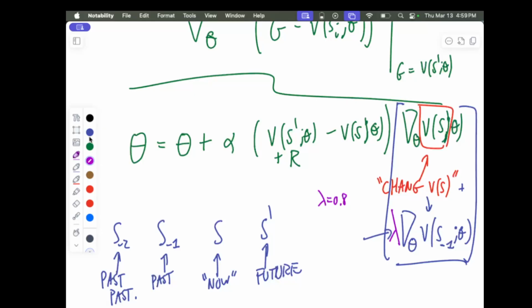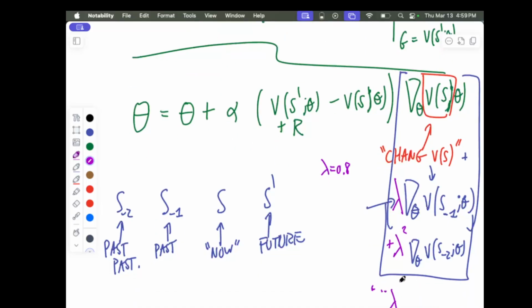Then you could say, don't just update the past, let's update the past, so v of s negative 2 of theta. Let me include v of s negative 2 in the box. But once again, we want the past to be updated even less than the past. How would we update it even less? What should we multiply it by? Yeah, lambda squared, it's the natural thing. So lambda squared, and so on. You update n steps ago, v of s negative n, semicolon theta. So you update the past n steps ago using a factor of lambda to the n.